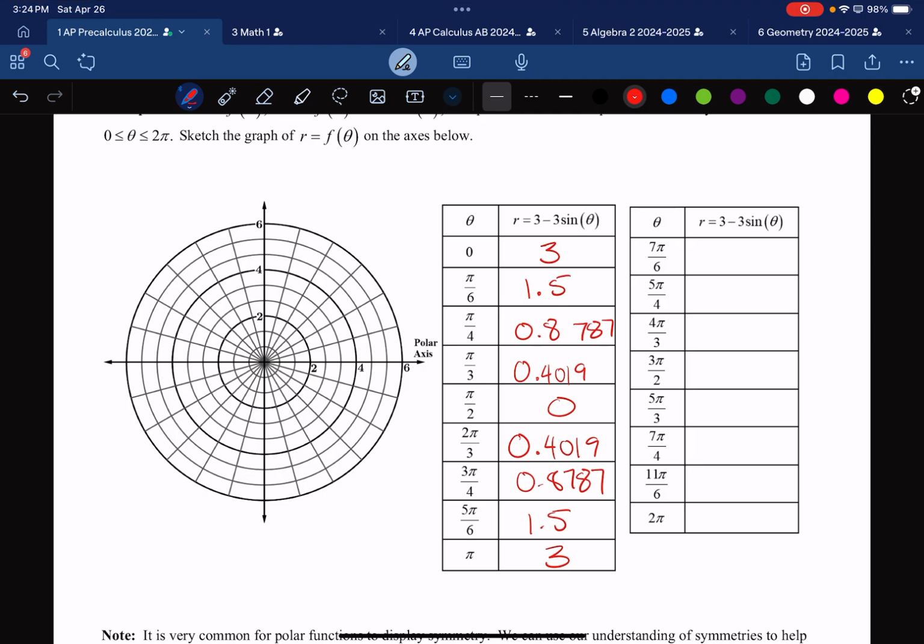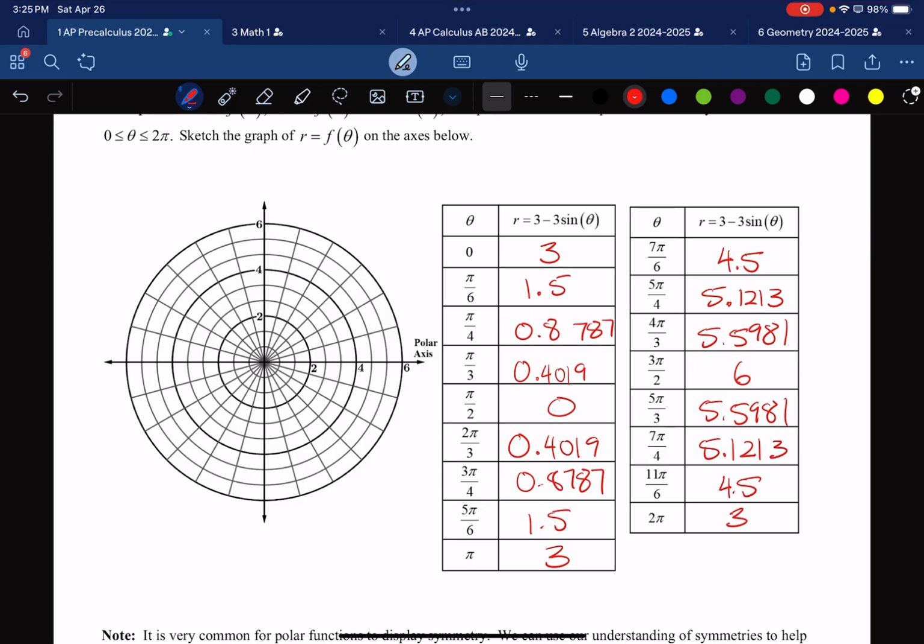Now it's going to be 4.5, 5.1213, we have 5.5981, we have 6, and then that's the axis of symmetry because 6 is as far as we can go. And it's the same numbers back all the way down to 3 again. So here we go: 5.5981, 5.1213, 4.5, and then all the way back down to 3.